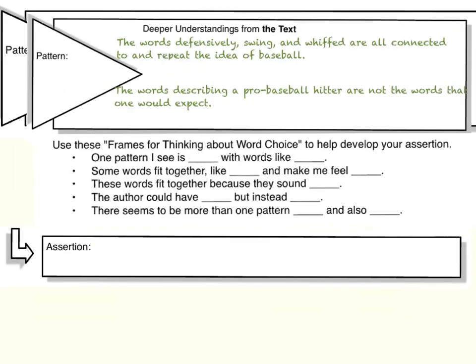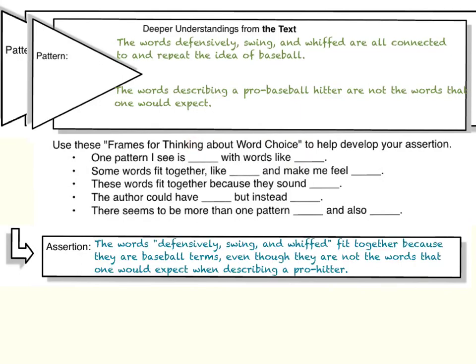Now let's try to develop a second assertion, this time using the deeper understandings from the author. We have 2 ideas here, and we need to try to combine as much information as possible from these 2 ideas and use the frames for thinking about word choice to develop a second assertion. How does this example sound? The words defensively, swing, and whiffed fit together because they are baseball terms, even though they are not the words that one would expect when describing a pro hitter. I like it.